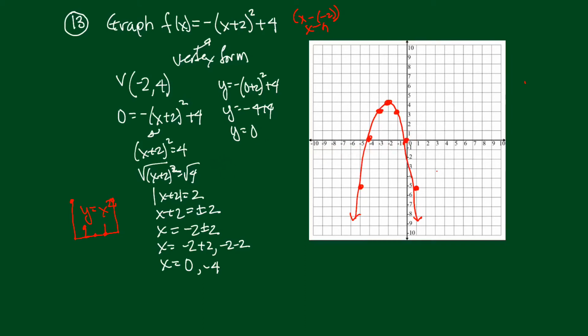So let's just make a statement. The x-intercepts are at 0 and negative 4, and the y-intercept is at 0.